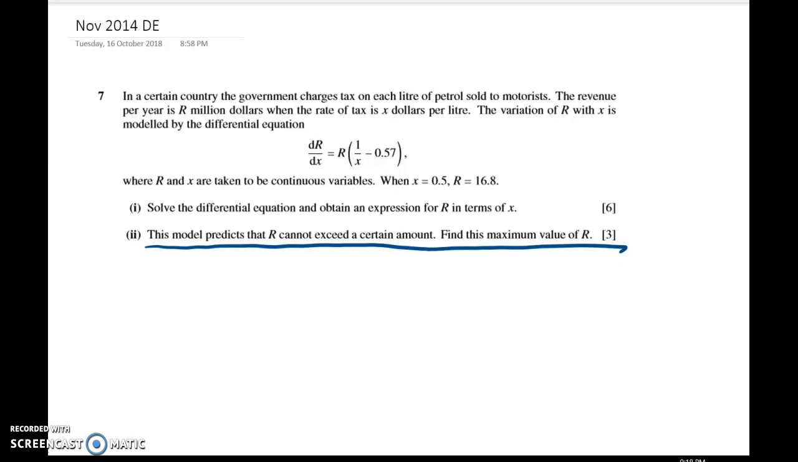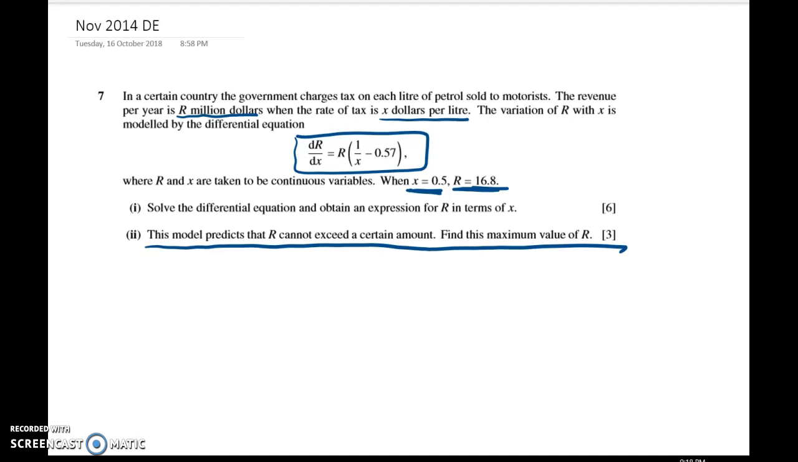So this is very topical. It's all about the tax charged on each litre of petrol. We've got revenue per year is $1 million, and the tax rate is X dollars per litre. And we're given this differential equation. So that's the end of caring about the tax on petrol. The rest is just solving a DE. And we're told that when the tax rate is 50 cents per litre, then the revenue earned by the government is a very low $16.8 million. So obviously a very, very small country.